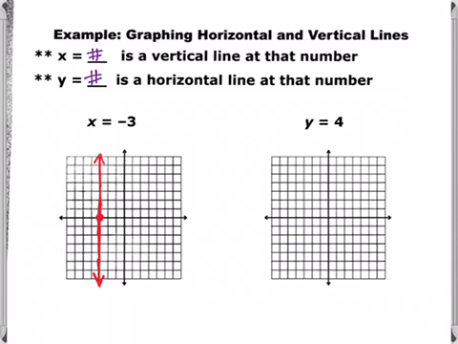In the second example, we've got y equals 4. So we put our dot at the 4 on the y-axis, and then we remember that y equals a number is a horizontal line at that value. So in this case, it's a horizontal line at y equals 4.